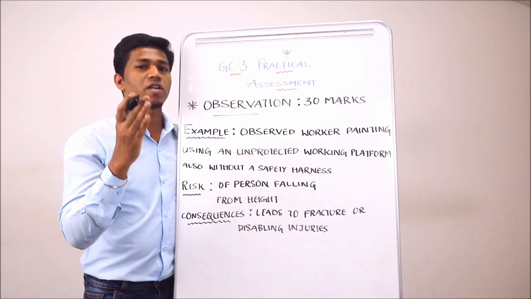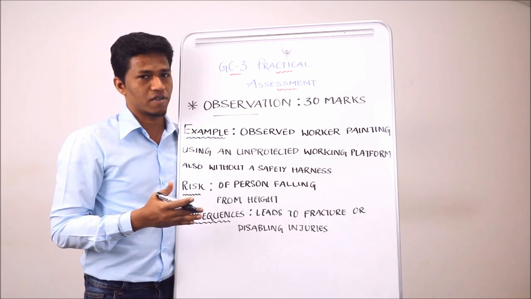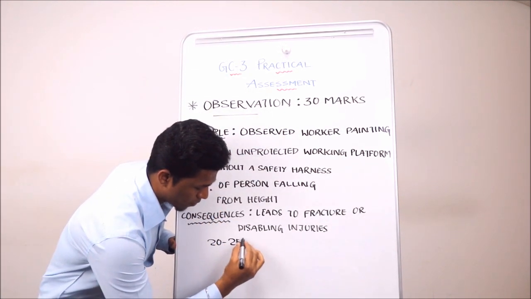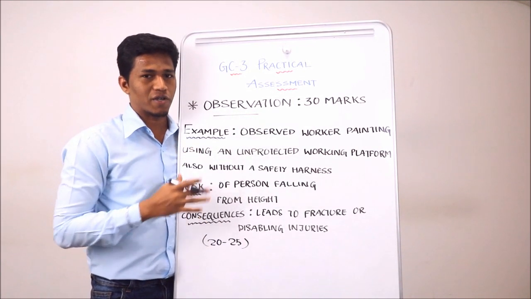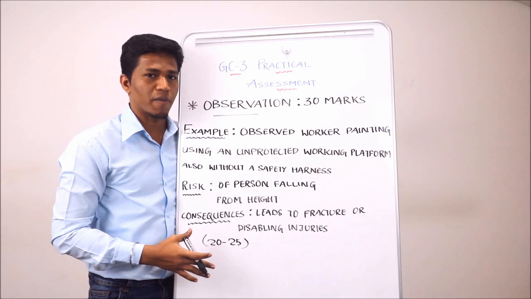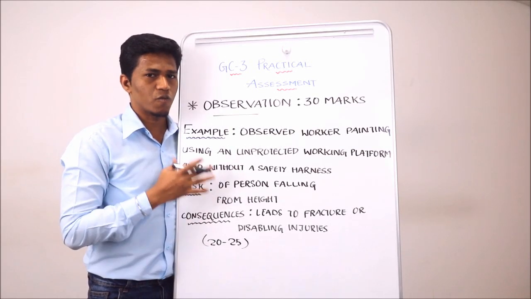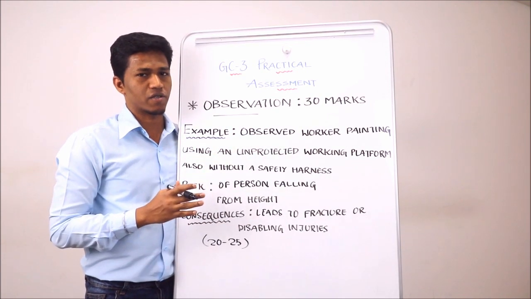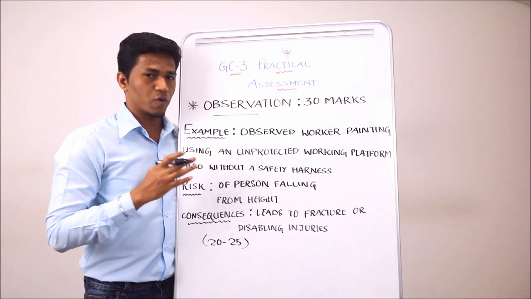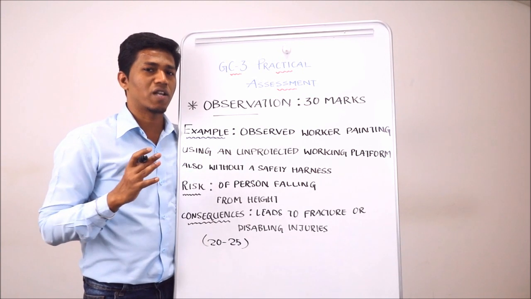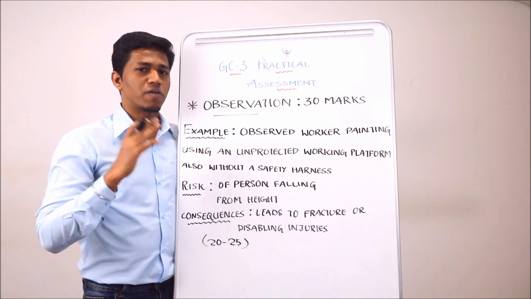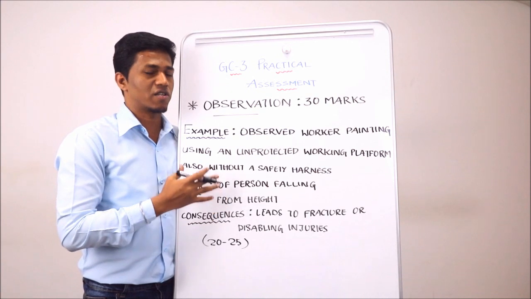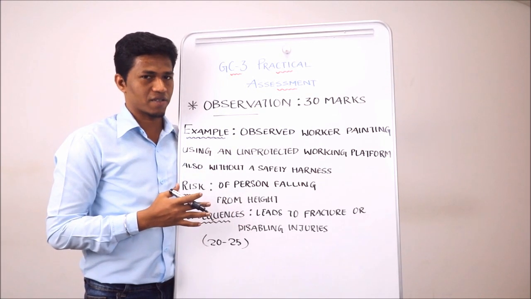How many observations do I need to write? You are expected to write 20 to 25 unsafe acts and unsafe conditions. So you would write 20 to 25 observations under this particular section, which means under the first column, hazard and consequences. When you write these observations, make sure you are not repeating any work activities that you have written already, right? When you repeat work activities, that will limit your observation skill. So try to observe many unsafe acts and many unsafe conditions so that you have a good number of observations for your section.